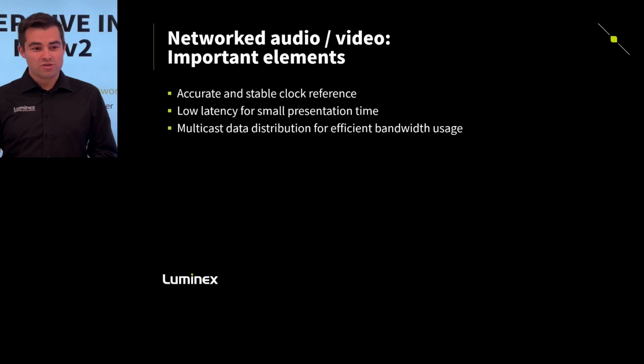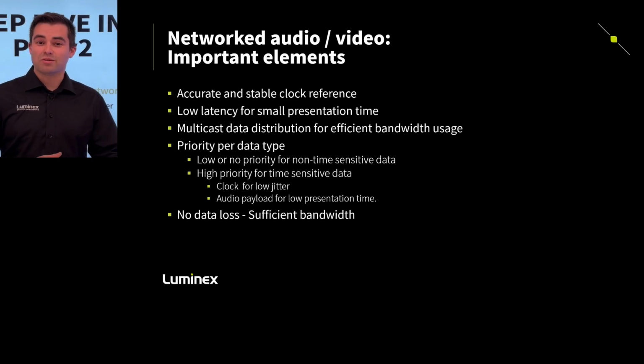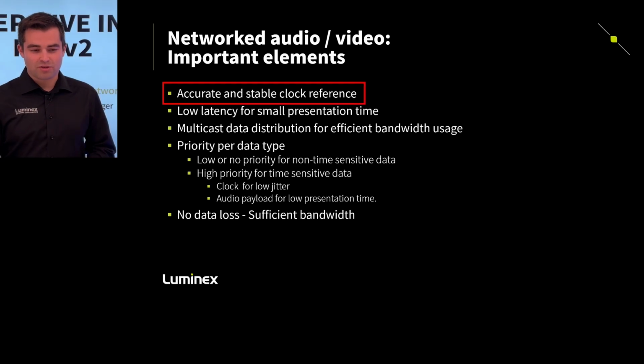Multicast data distribution ensures efficient bandwidth usage. Data types need to be prioritized accordingly. High priority data such as clock, audio, they need to get a high priority in the switch such that they arrive with low jitter and a low presentation time at your destination. And finally, as with all protocols, you need sufficient bandwidth for all your data. Make sure that your link capacity is high enough. But the topic of today's webinar is, of course, the first item: how do I get an accurate and stable clock reference?